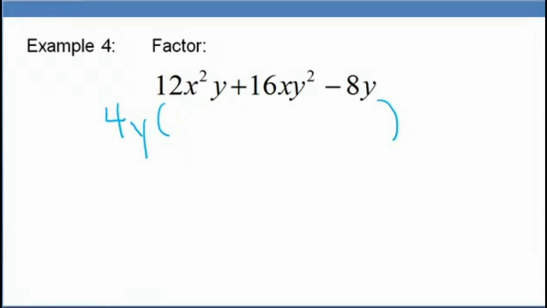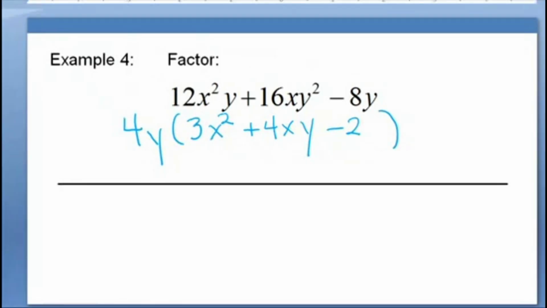So we have a 4, would like to get 12. We need to multiply by 3. We need an x squared. And we're good with the y because we have it outside. Next term, we have a 4. We want a positive 16. So you need to multiply by a 4. You're going to need an x to get an x here. And you have one y, you want y squared. So you need one more y. For the last term, you need to multiply by a -2 to get the -8. And you're good with the y. It's on the outside. And you should check on all. So distribute back to do your check.